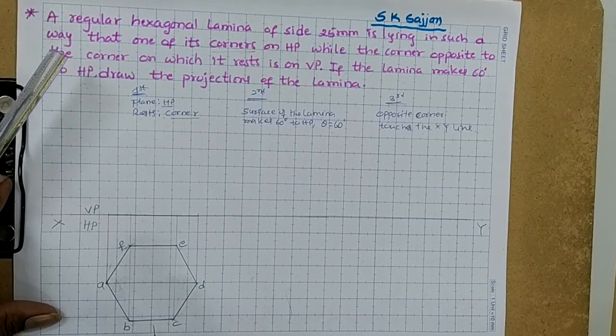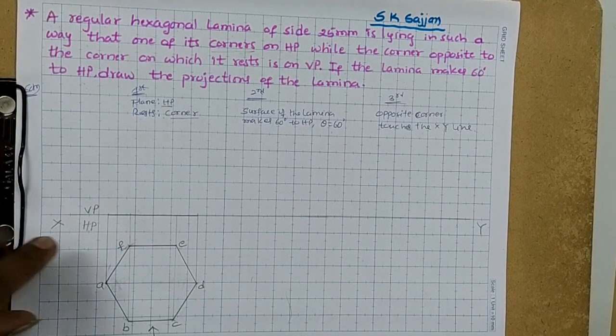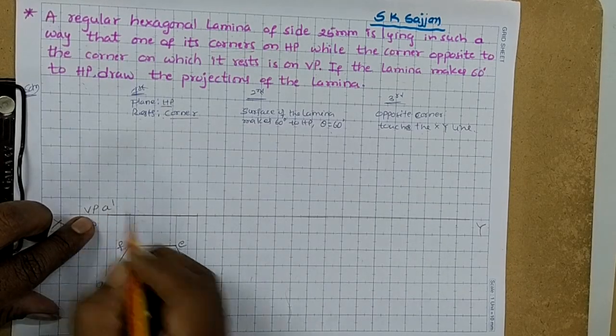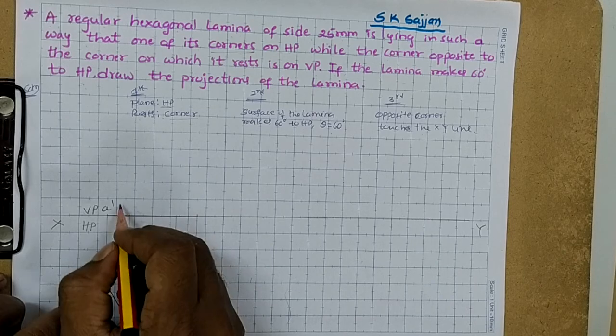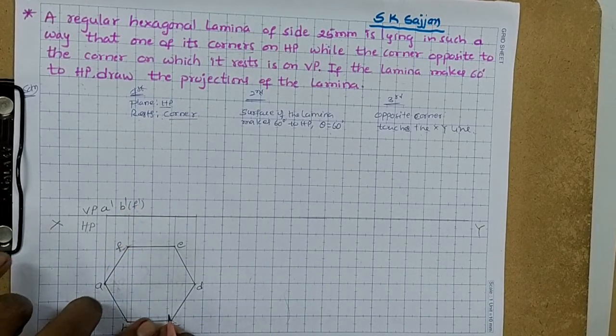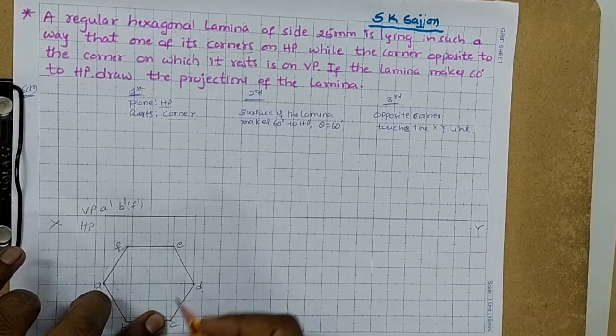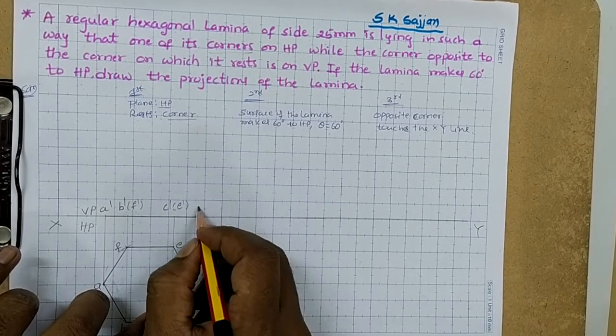Here is the observer. Mark the points of the front view. A dash, B is visible, F coincides with B, that is B dash bracket F dash. Next C is visible, E coincides with C, C dash bracket E dash, then D dash.